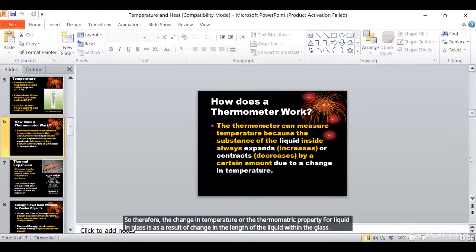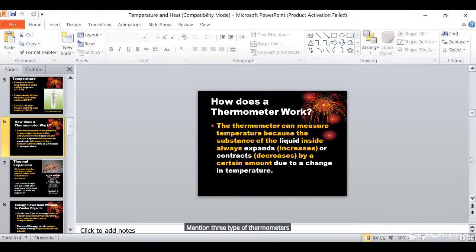Mention three types of thermometers you know. What are they? Liquid in glass thermometer. There is nothing like mercury thermometer. In the last class, I did not say anything like that.